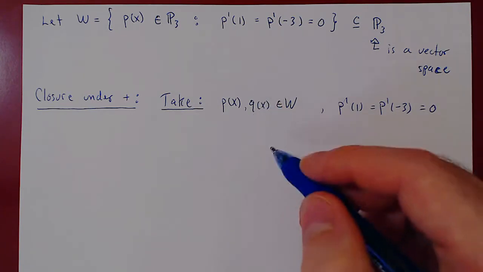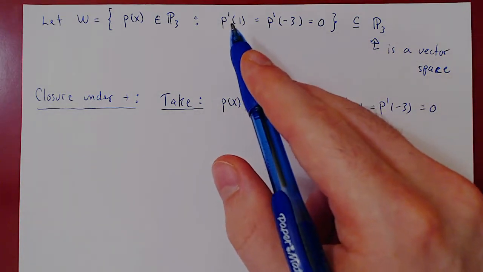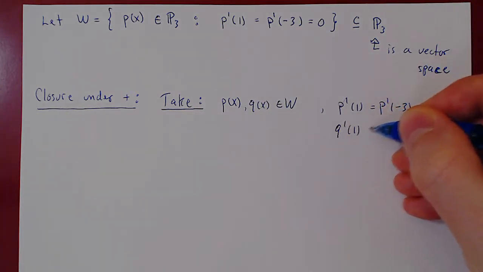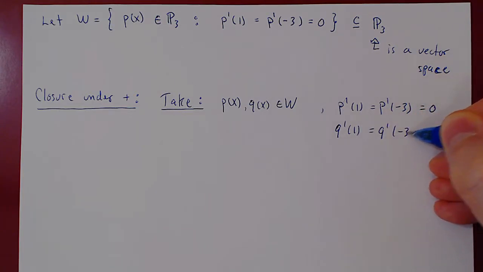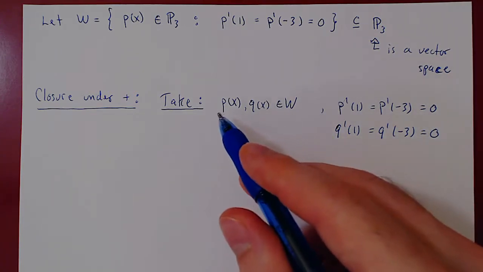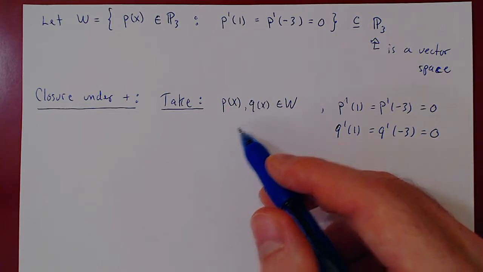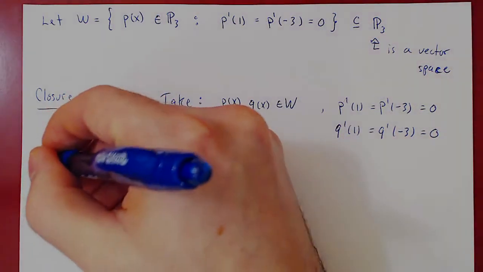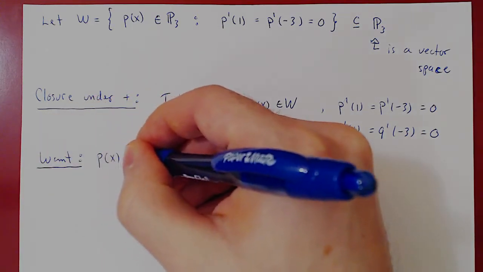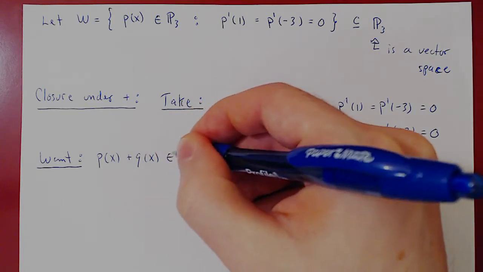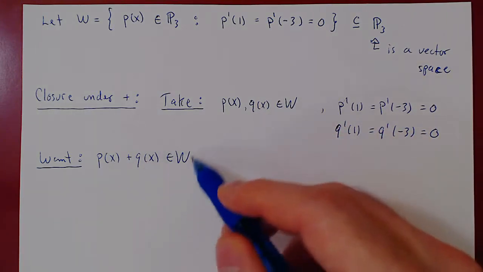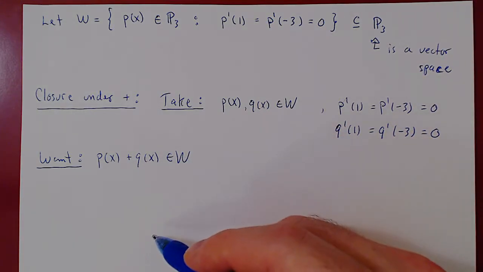As q is a polynomial in W, it must also have a derivative at 1 and negative 3 equal to 0. So the derivative of q at 1 equals the derivative of q at negative 3, which is equal to 0. And what do we want to show? We want to show if we add p and q, we have a polynomial that also lies in W, hence proving closure under addition. If we take 2 elements of our space and we add them up, the result is still an element in the space. Well, let's see.